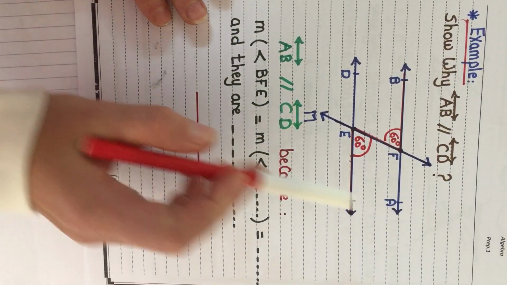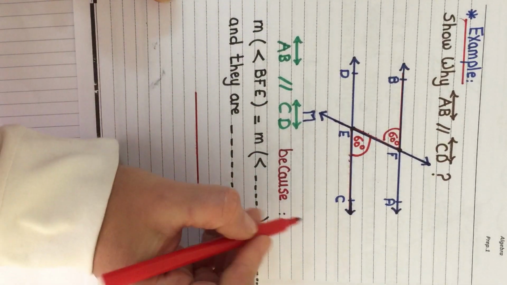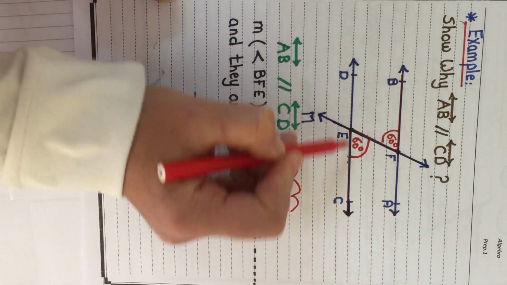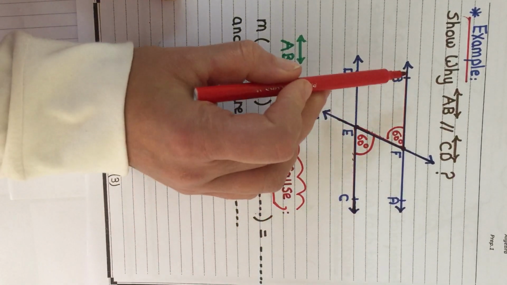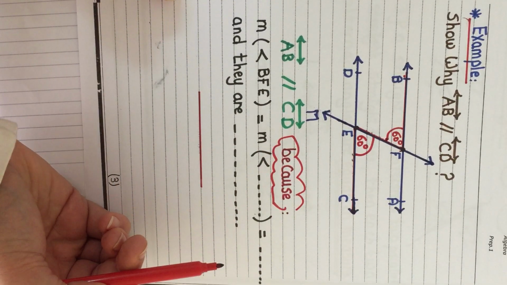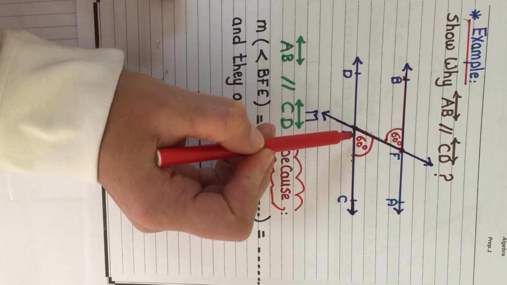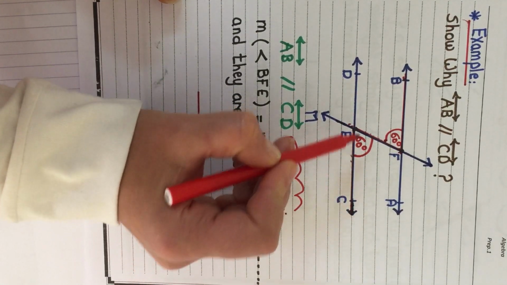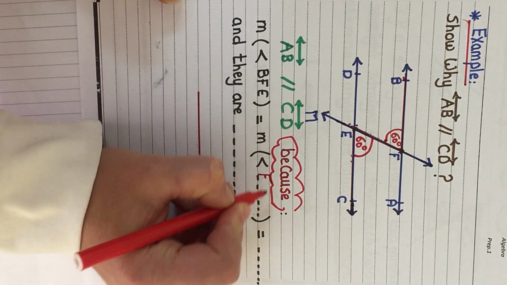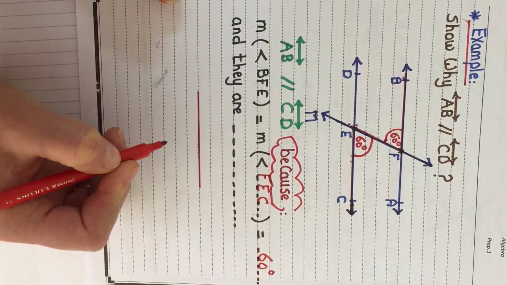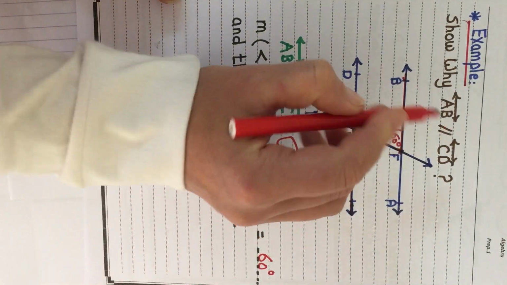Because we found alternate, interior, corresponding, whatever. So here AB is parallel to CD because we found what? Because we found the letter Z, which means measure of angle BFE, here 60 degrees, is equal to measure of angle FEC, or CEF, I can say FEC, which is equal to what, both of them? 60 degrees. Because they are what? Because I found the letter Z.